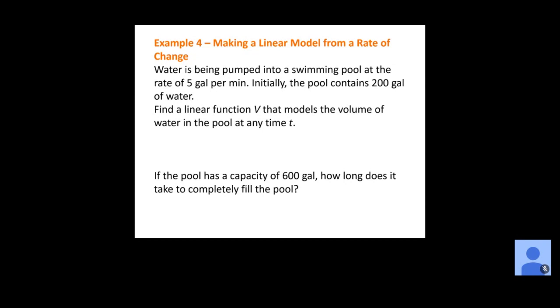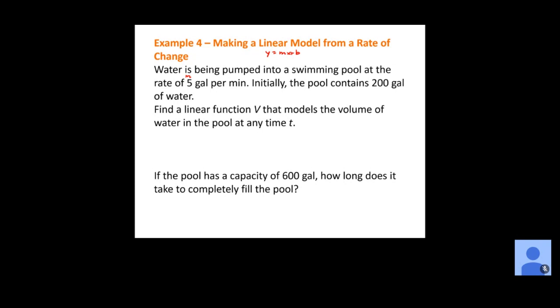Okay, good. So we know it's going to be in the form y equals mx plus b, right? Because we know we're looking at a linear model, so it has to be in this form. Now the question is, do we know the slope and do we know the y-intercept? Looking at all the information here, the slope is going to be 5, because that's the 5 gallons per minute, so that gives us our m value.